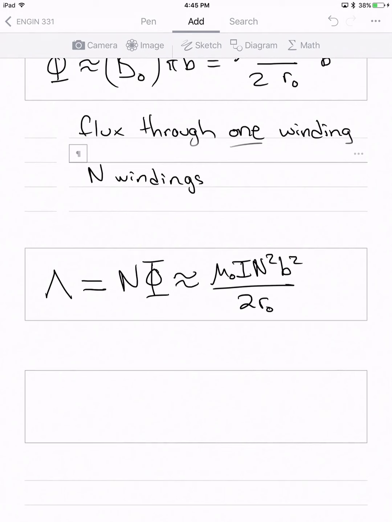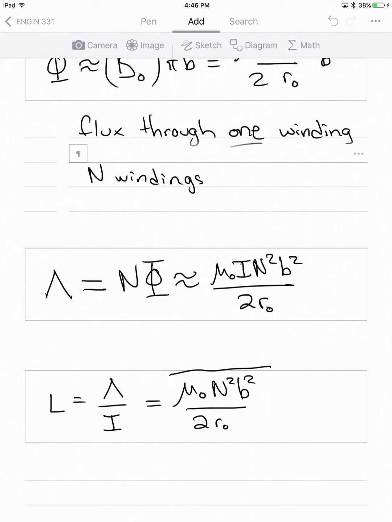Lastly, I'm going to apply the definition that we have for the inductance, L, which is the total flux linkage divided by the current. And subbing that in, I have mu naught N squared b squared over 2 r naught. And we're done.